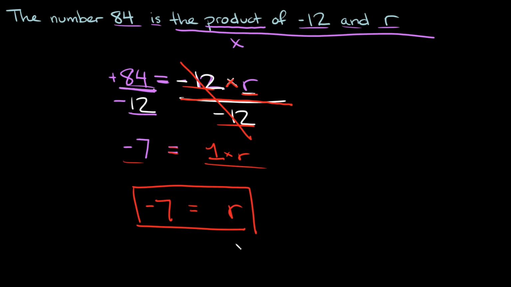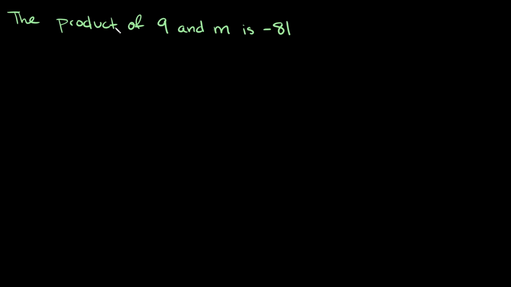All right, let's try one more. Okay, so here we have the product of 9 and m is negative 81. Okay, well, I have this is negative 81, so I know that's equal to negative 81. All right, so now let's figure out the rest of this thing. The product of 9 and m. So remember, product means multiply. So I want to multiply 9 and m. 9 times m.